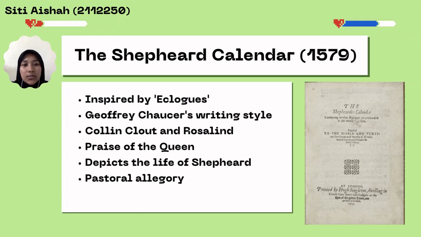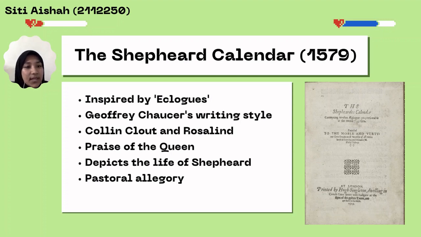For this work, he deliberately made his writing archaic to match Chaucer's writing style, and he purposely made Colin Clout, the main character in the work, match with Chaucer. The character Eliza represents Queen Elizabeth, and the story talks about the abuse of the church, Colin Clout's shattered love between him and Rosalind, the praise of the Queen, as well as the shepherd's life in general. And the work depicts the life of the shepherd through the various months.